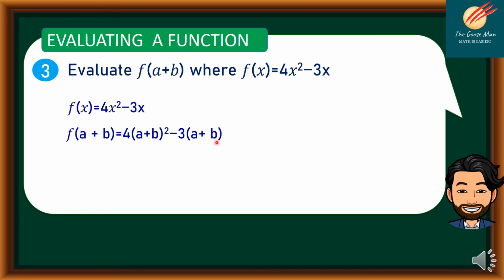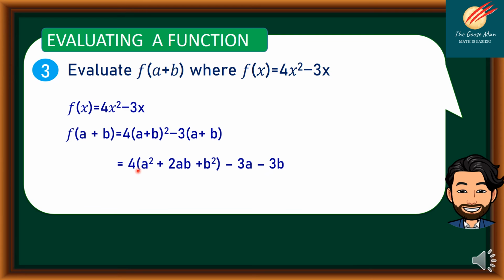Simplifying it further, I have here a square of a binomial. Again, a times a is a squared. Multiply a and b, that is ab times 2, we have 2ab. Then we have b times b is equal to b squared. Later on, we will distribute 4. Then we will distribute here 3, or should I say negative 3. So negative 3 times a will have negative 3a minus 3b.